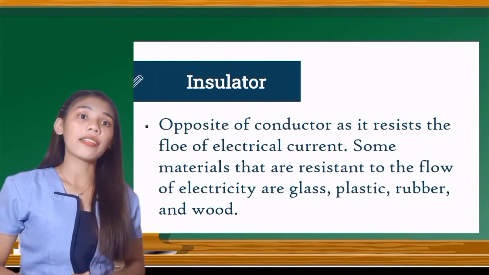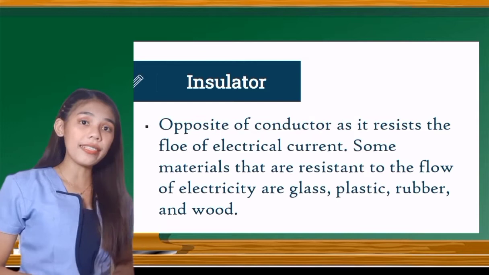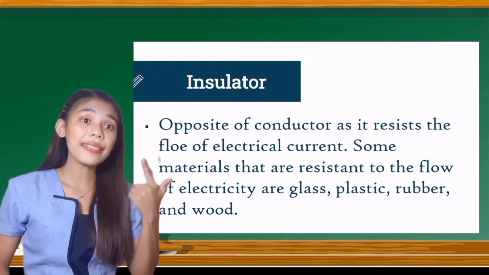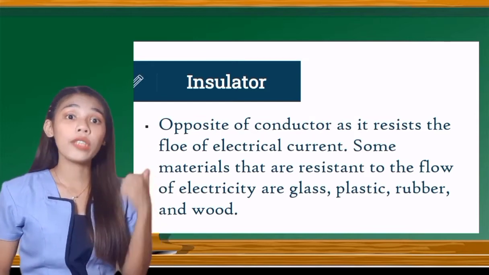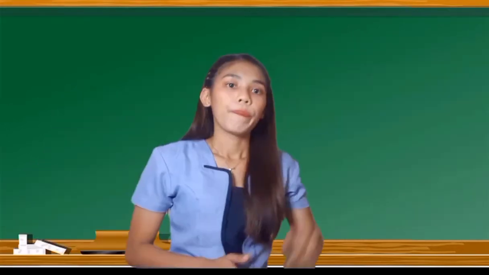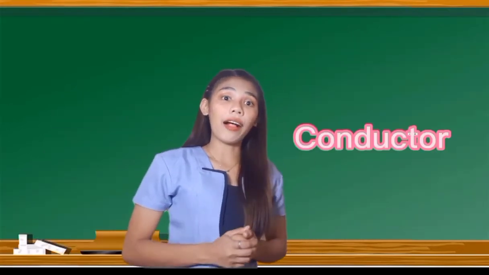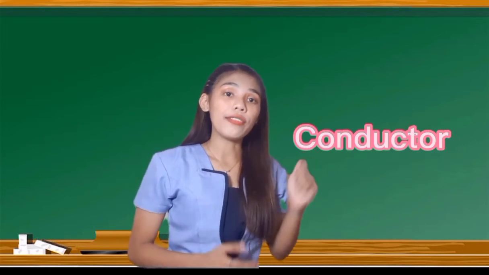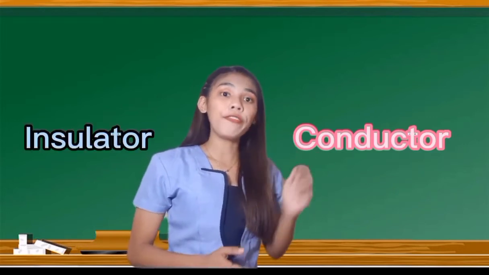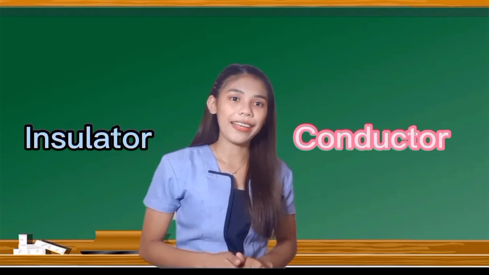Some materials that are resistant to the flow of electricity are glass, plastics, rubbers, and also wood. Always remember that conductors allow electric current to flow, while insulators resist the flow of electrical current.